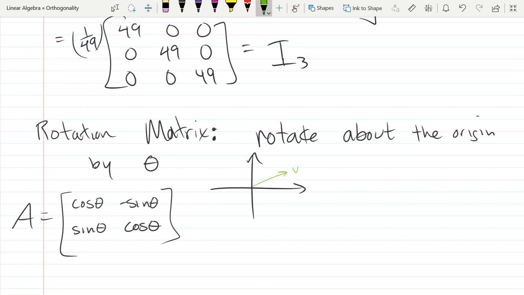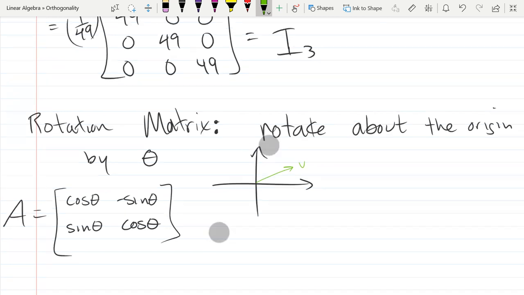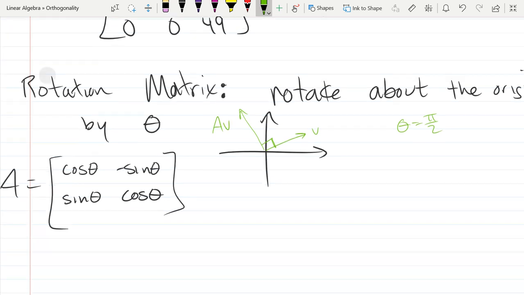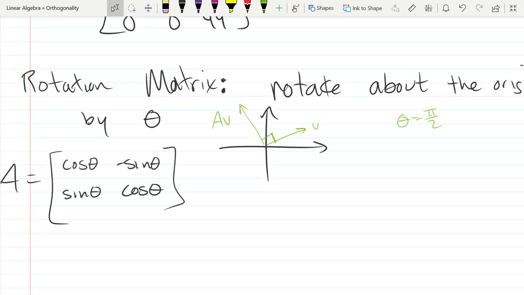So if we have a vector right here, we'll call it v, and I'm going to let theta equal pi over 2. So I want to rotate. That'll be a 1/4 rotation counterclockwise. So here is v rotated right there by pi over 2. And the way we do this, we're going to multiply v by the matrix A, where we're using pi over 2.